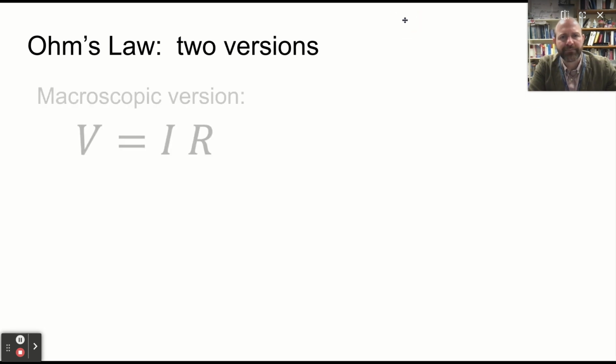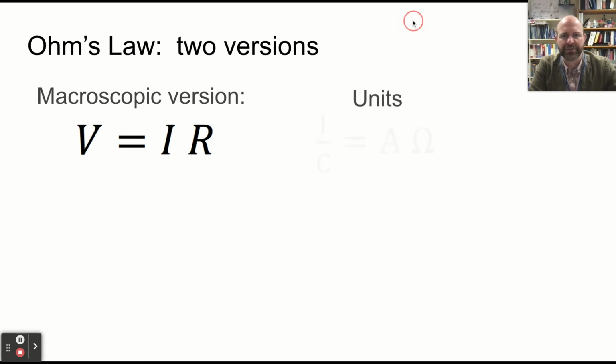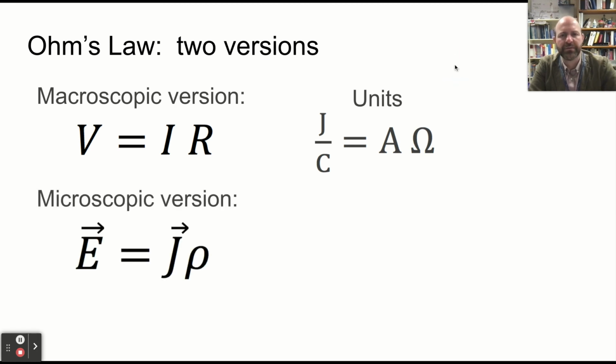Ohm's law again, two versions. Macroscopic, when we're dealing with circuits and circuit elements, V equals IR is generally how you see it. Units: joules per coulomb for voltage, amps for current, and ohms for the resistance.